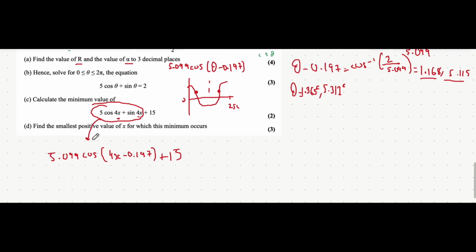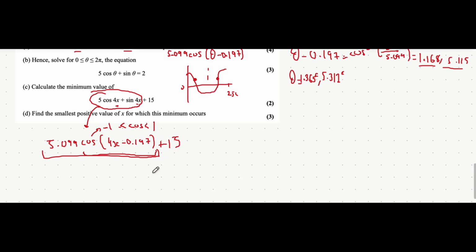If we now think about it, to find the minimum value of this, well, the value of cos varies between -1 and 1. That means that in order to make this whole expression as small as possible, we want this to be as negative as possible, because then when we add it to 15, it'll be the smallest number it possibly could be. In that case, we just want cos of this value here to be equal to -1. That makes it so that this first term becomes minus 5.099, and then when you add 15 onto it, it'll get you the smallest value of this expression that's possible. So let's do that. Minus 5.099 plus 15 is equal to 9.901.